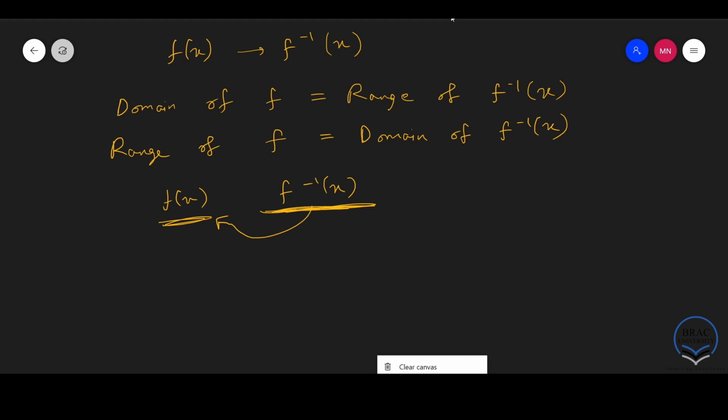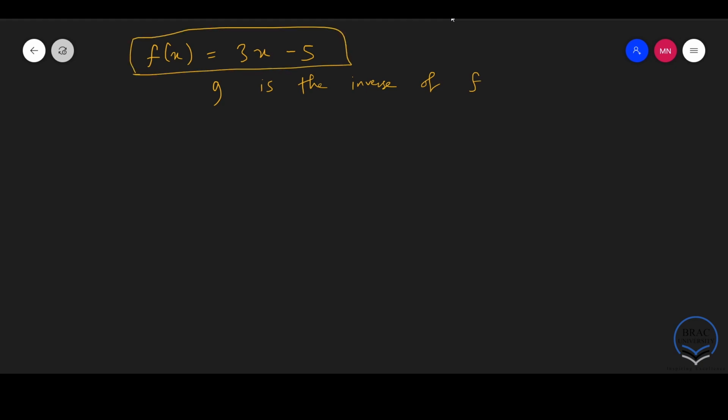Okay, so now let's consider some function f of x that is equal to 3x minus 5, right? Now let's suppose that a function g is the inverse of the function f. Then we should know that g of f of x is equal to x, and similarly f of g of x is also equal to x, right?